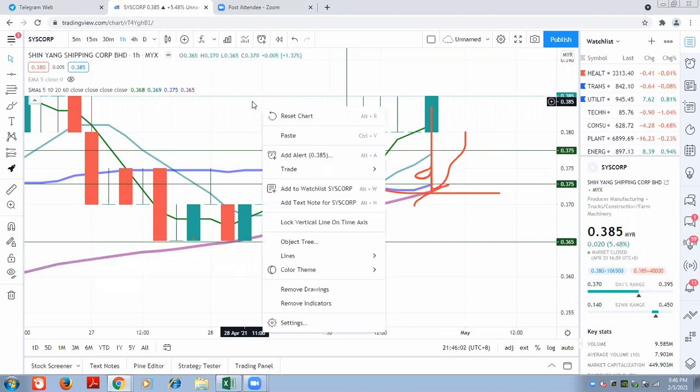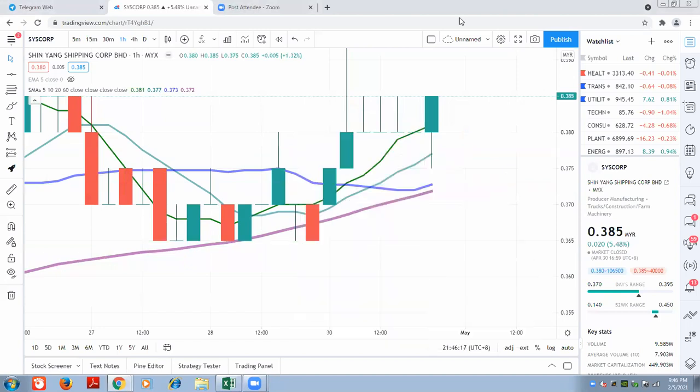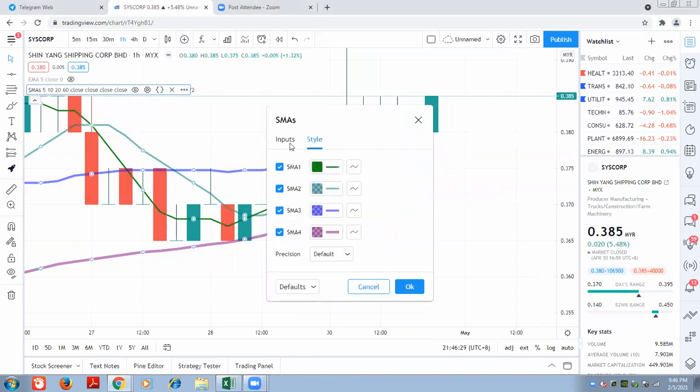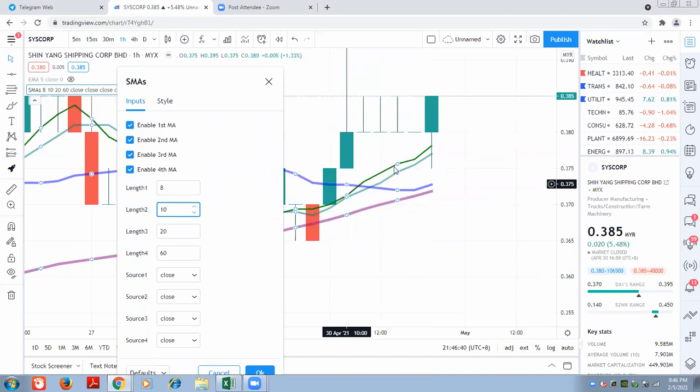Can we refer to a different SMA based on our risk appetite? Sure. So based on your risk appetite, let's say you want to change the SMA. I remove the drawing first. Let's say you want to use SMA8. The lines have already changed.